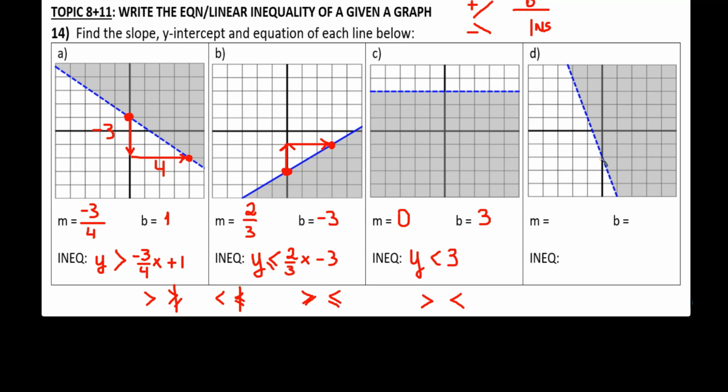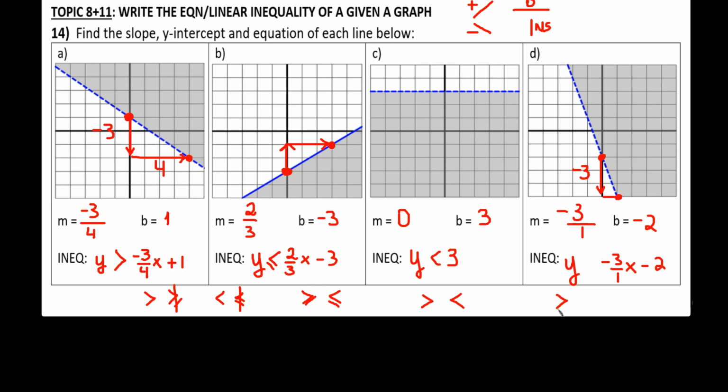The last problem here, I have the y-intercept at -2. And another good point is right there. So that means I started at the left, I went down 3, and I run over 1. So this would be -3 over 1. So this would be y equals -3 over 1x minus 2.